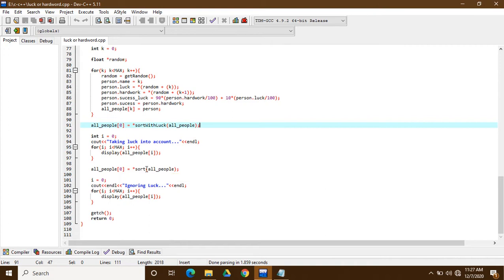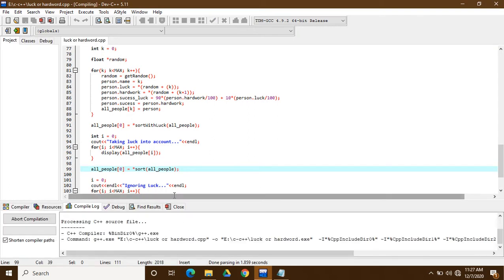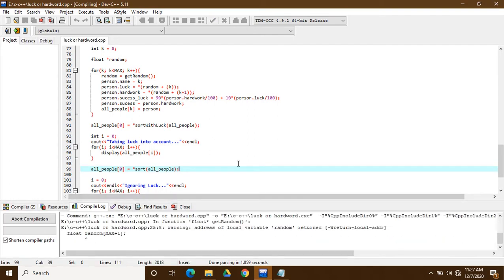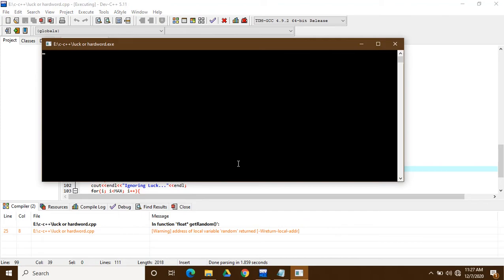And then I do the same sort but this time I'm not going to include luck. So I'm going to sort these people depending only on their level of hard working as the level of success. And then I'm going to show you how this works. I'm just going to run this program, F11, compile and run in my compiler, and then hopefully it's going to generate a particular data set which we can use.